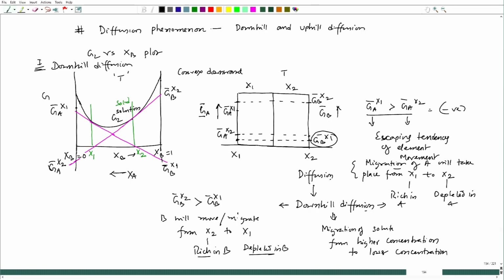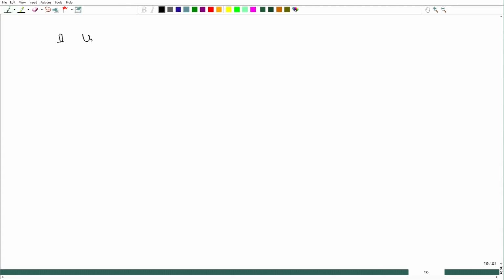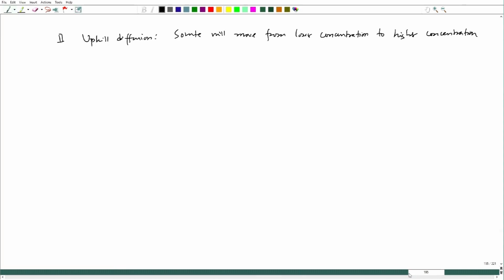Now, let us see whether we can explain uphill diffusion. So, this is case 2, uphill diffusion. As the name suggests, the solute should move from lower concentration to higher concentration. Fine. Now, here I missed one point, let me just explain that point here.